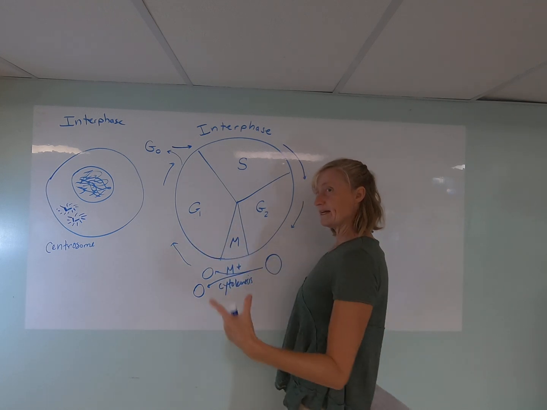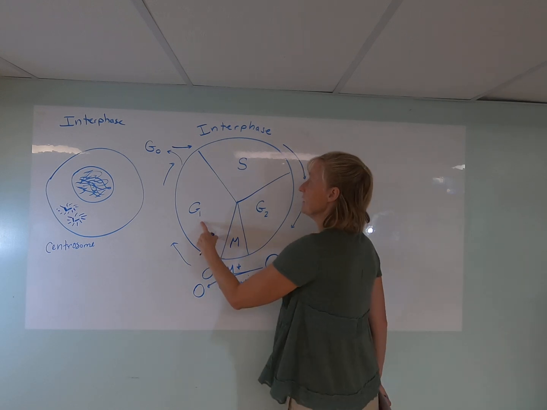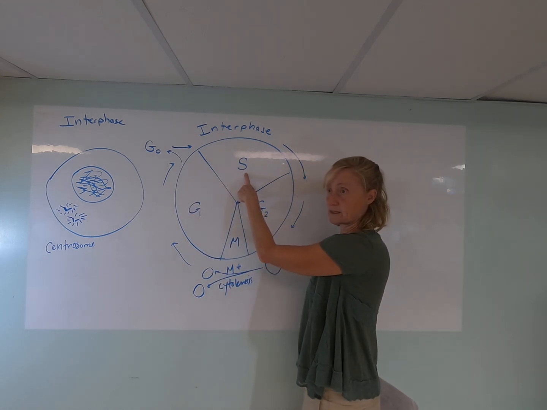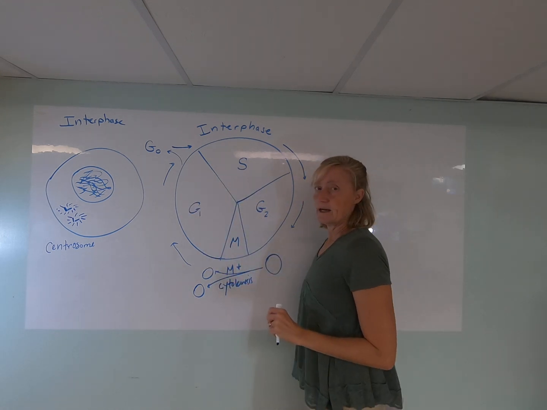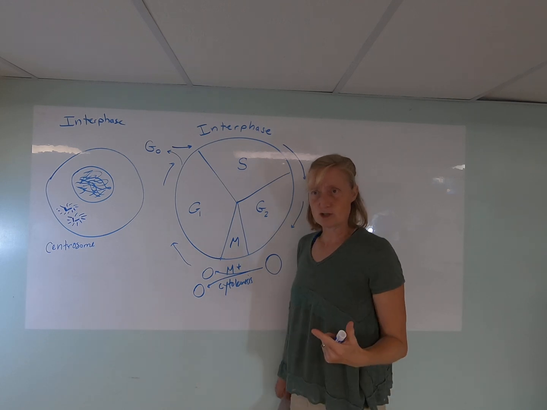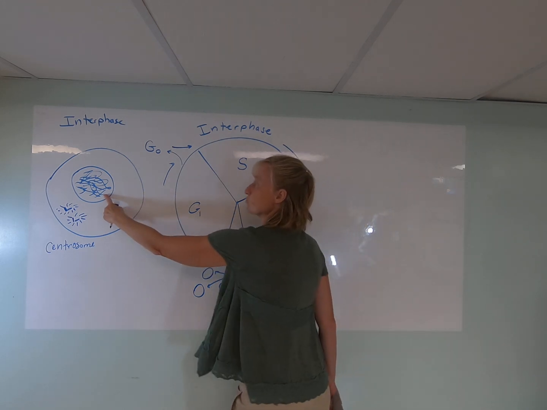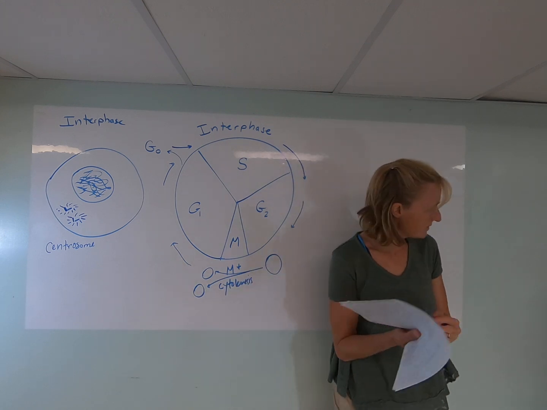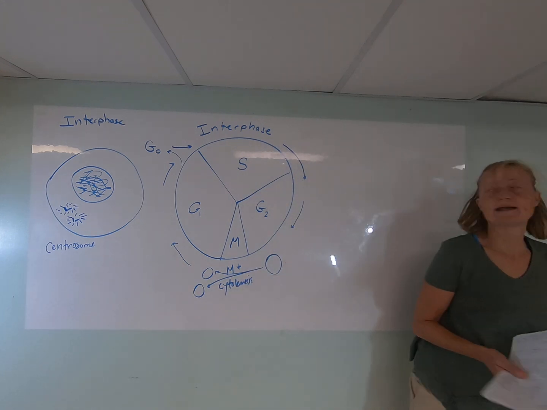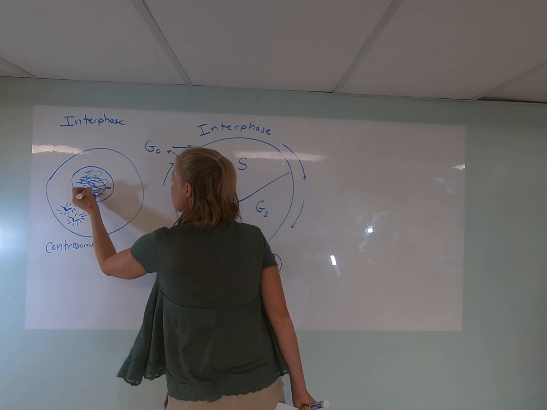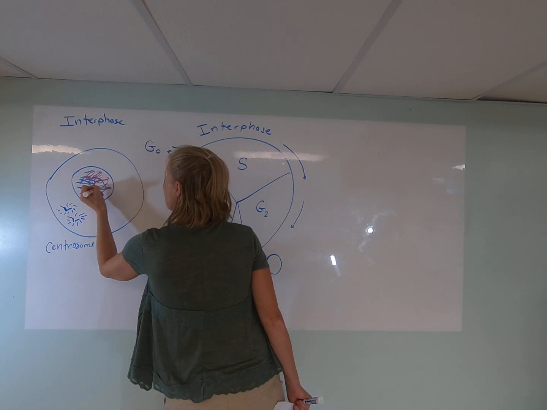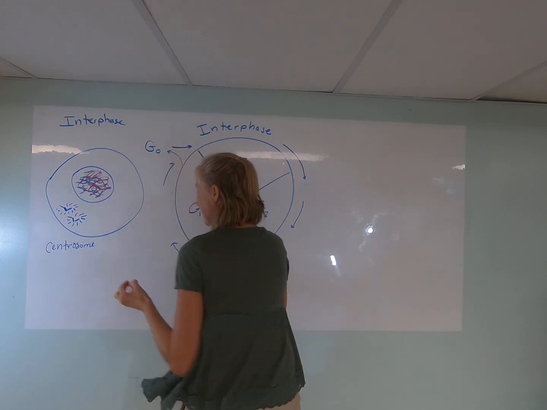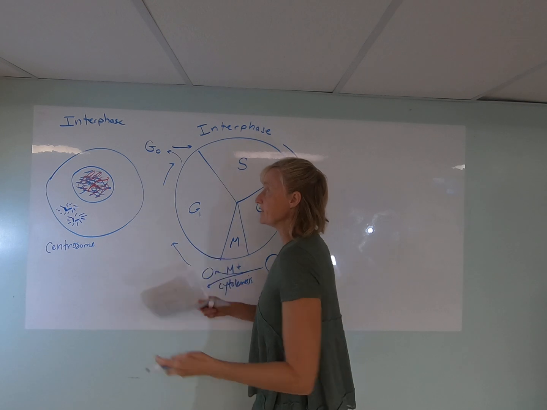It's now getting big enough so that it can think about replication. It now moves into synthesis. During synthesis, that means replication. The DNA in the cell is replicated, all right? I'm just going to add in, all of the DNA, an identical copy of it is made. So now we have a cell with 2 copies of all of its DNA.